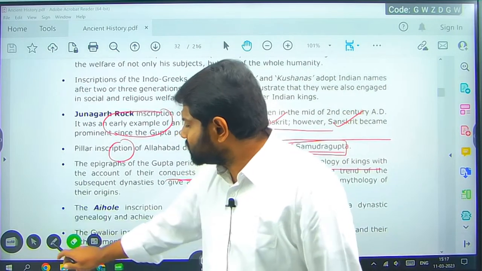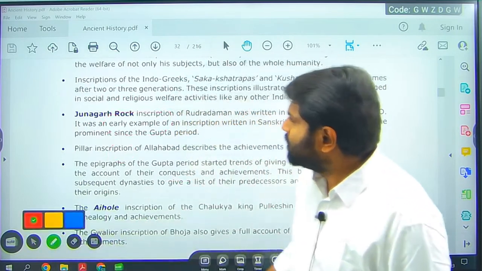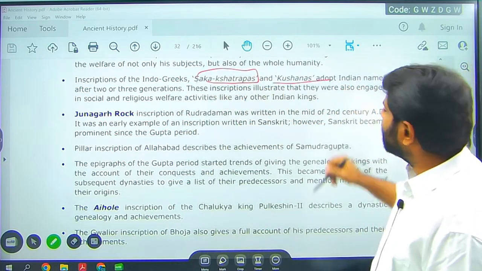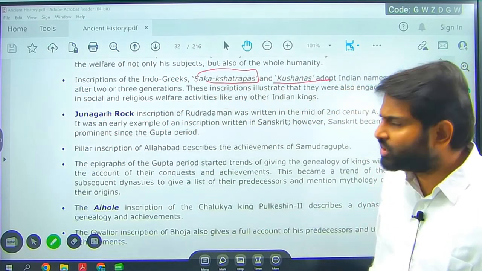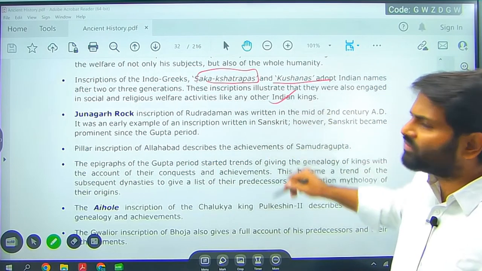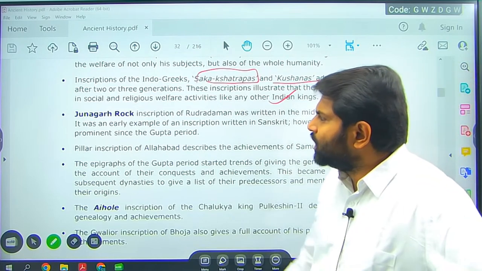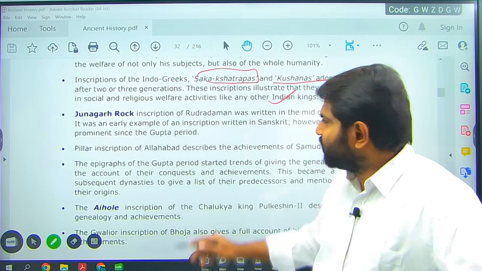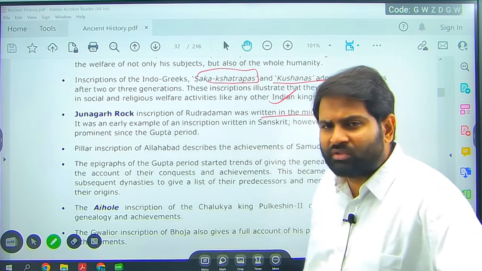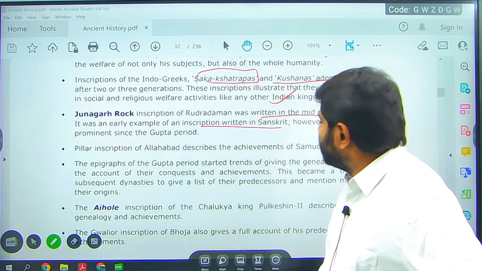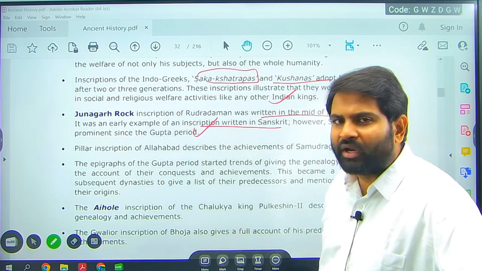Apart from that, the inscriptions of Indo-Greeks, Saka Kshatrapas and Kushanas show them adopting Indian names after two to three generations. These inscriptions illustrate that they were also engaged in social and religious welfare activities like any others in India. The Junagadh rock inscription of Rudradaman was written in the mid 2nd century AD. It was an early example of an inscription written in Sanskrit. However, Sanskrit became prominent since the Gupta period.